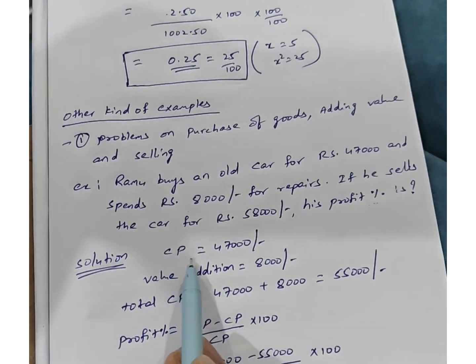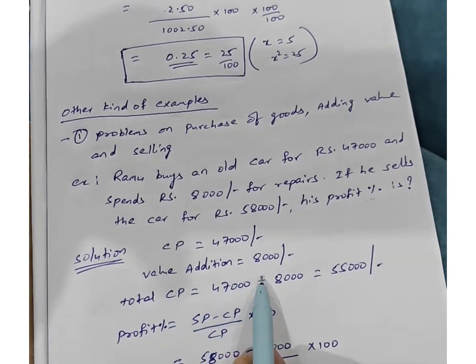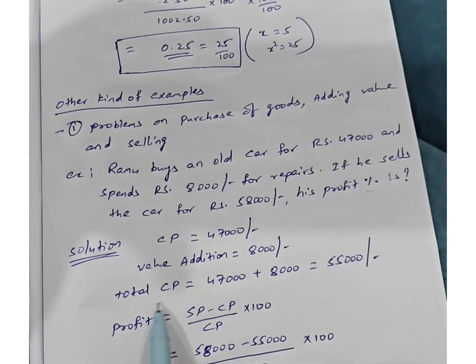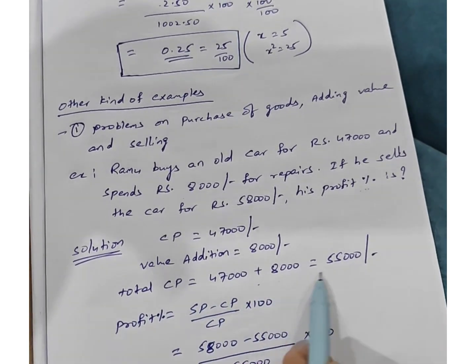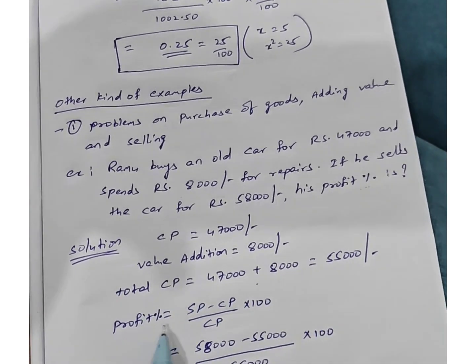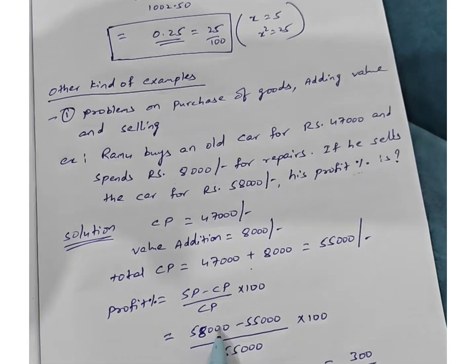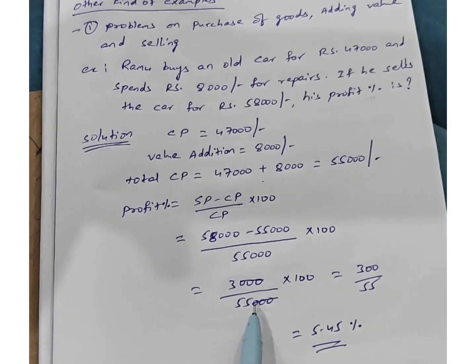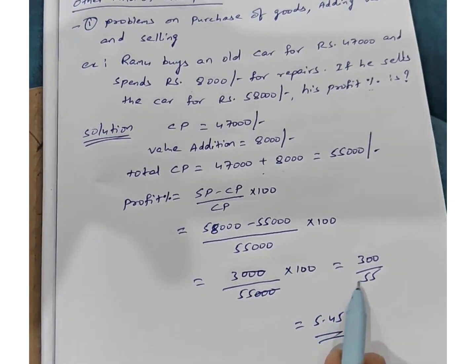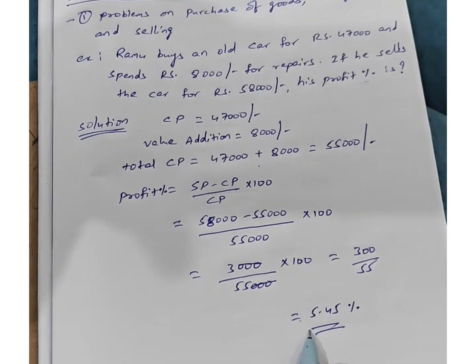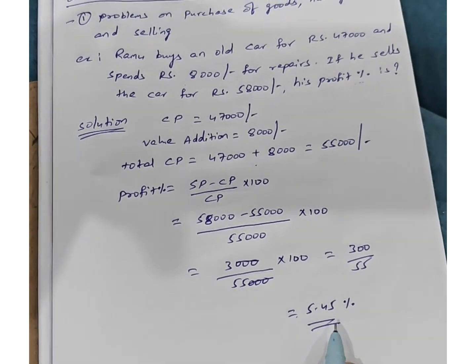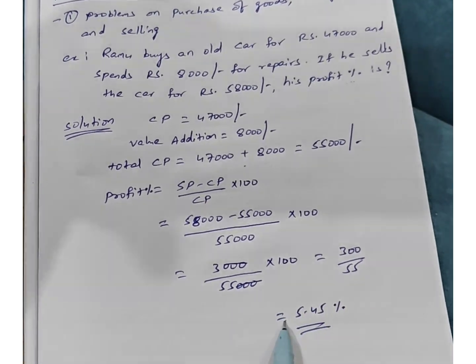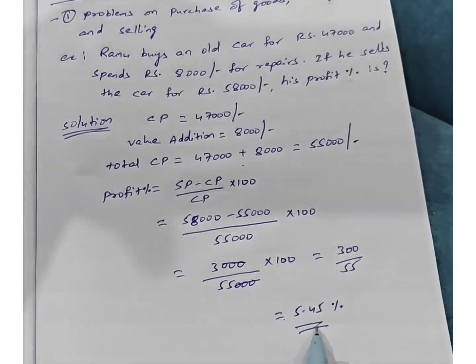The solution for this is: cost price is 47,000, value addition is 8,000, which is his additional investment. So the net cost price comes to 55,000, 47,000 plus 8,000. The profit percentage is equal to selling price minus cost price by cost price, as the formula goes, and here we will get 300 by 55, that is 5.45 percent as his net profit percentage.